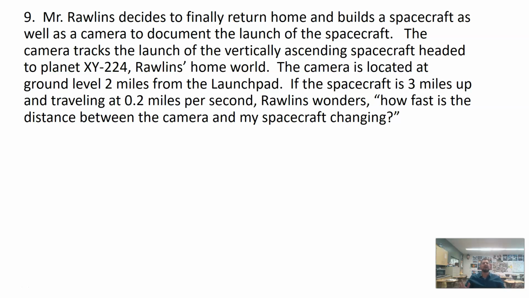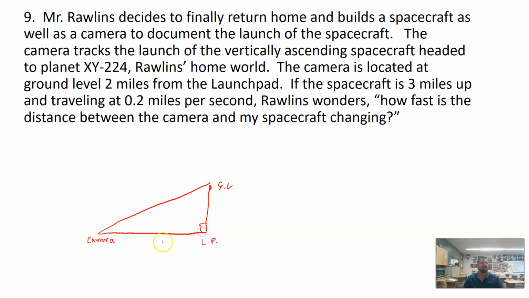Number 9, last problem. Mr. Rollins decided to finally return home and built a spacecraft as well as a camera to document the launch of the spacecraft. The camera tracks the launch of the vertically ascending spacecraft headed to planet XY224, Rollins' homeworld. The camera is located at ground level 2 miles from the launch pad, so I can kind of see what's going on here. Here's my camera right here. Here is the launch pad right here. Here is the spacecraft going up in the air. It says, if the spacecraft is 3 miles up and traveling at 0.2 miles per second, Rollins wonders how fast the distance between the camera and the spacecraft is changing.